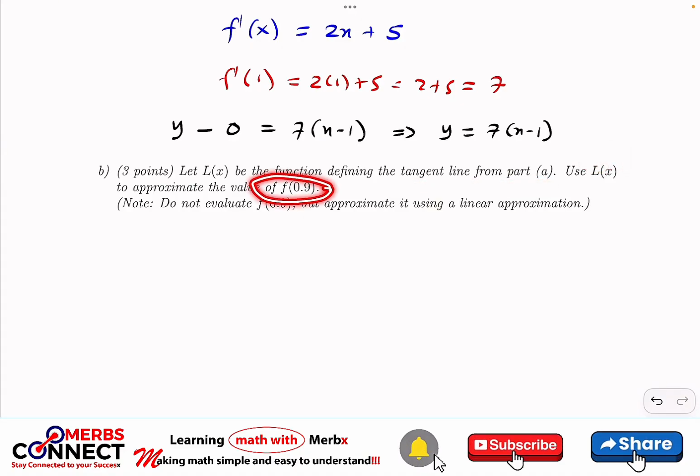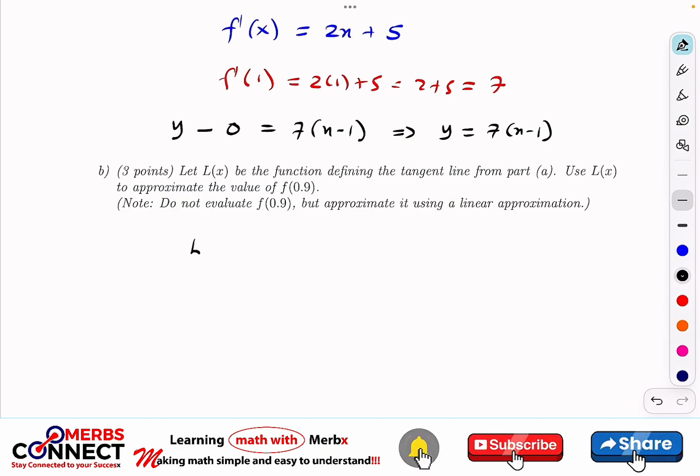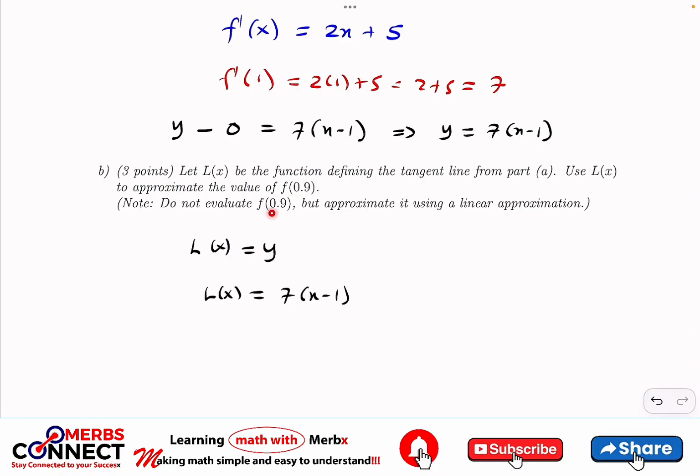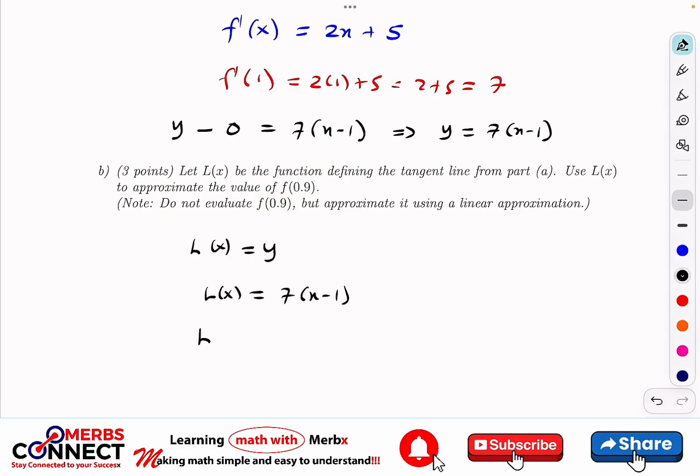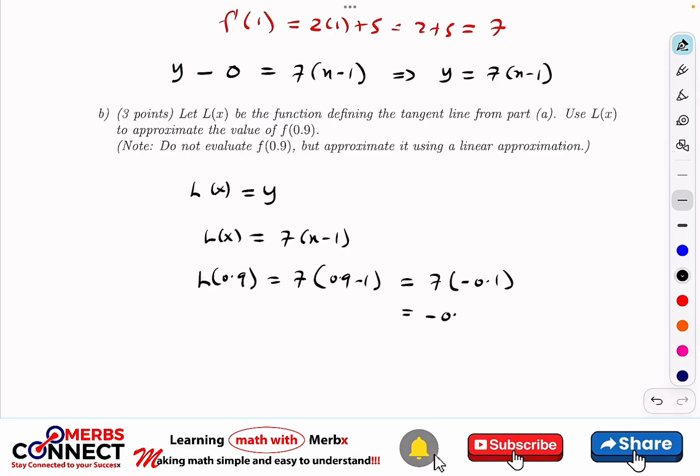Use A to approximate this. Okay. So we want to just approximate this. So it's just L of x, which is equal to y, with the 1 up there. So this is going to be L of x, which is equal to 7, x minus 1. So we want to approximate 0.9. So this is going to be L of 0.9, which is equal to 7, 0.9 minus 1. And this is going to be 7 times minus 0.1. And this is going to be minus 0.7. So very simple from there.